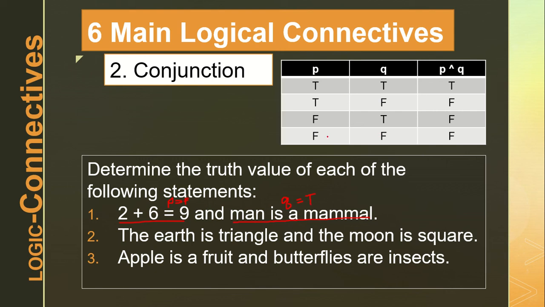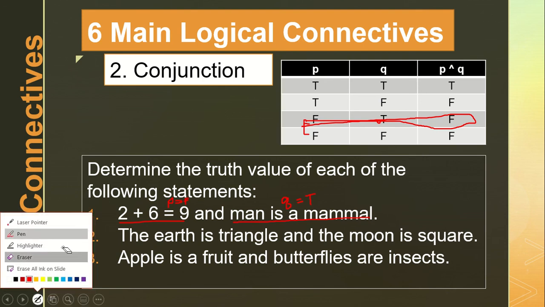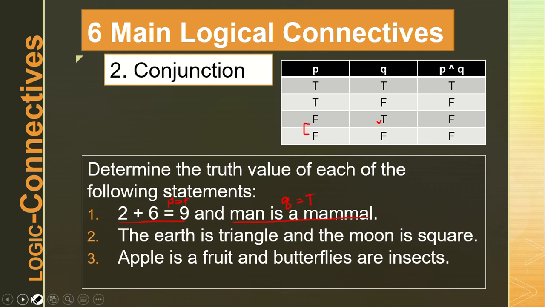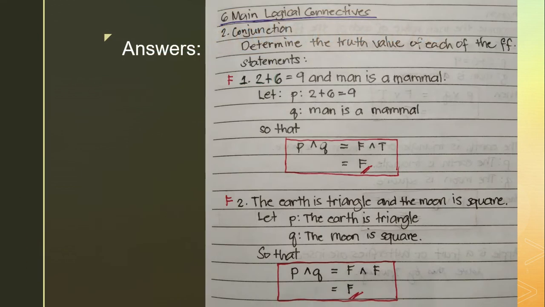We have when P is false, so there are two lines where P is false. Then Q is true. There is only one line which is true. Therefore, this compound statement here is false. Okay, so the solution for that one is this.